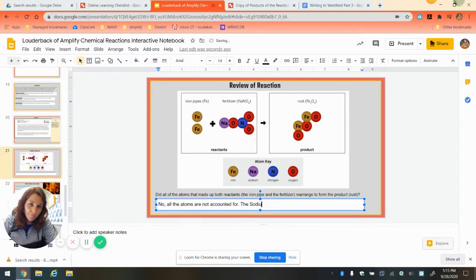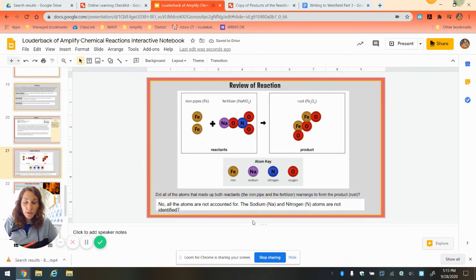The sodium, which is Na, and nitrogen are not, I'm going to say not identified, because it's not that they disappeared or they're missing, they've just not been identified yet. So we need to find out where they are. That's our goal, okay? So we need to figure out where the sodium and the nitrogen are within the water, okay?